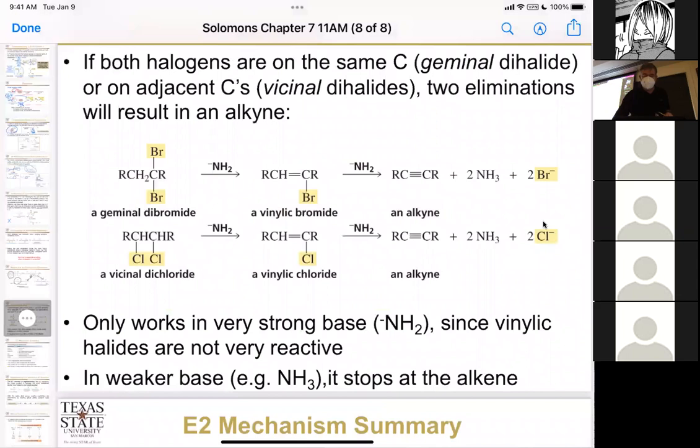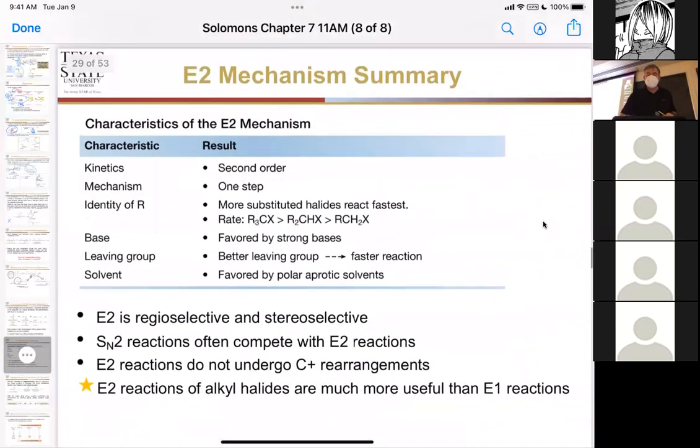All right. So let's review the E2 mechanism. The E2 mechanism is analogous to the SN2 mechanism. It happens all at one step, right? We have the base coming in and reacting with the substrate, and therefore it's a second order reaction. It happens in that one step, and tertiaries go faster than secondaries that go faster than primaries. All right, and it's favored by strong bases.